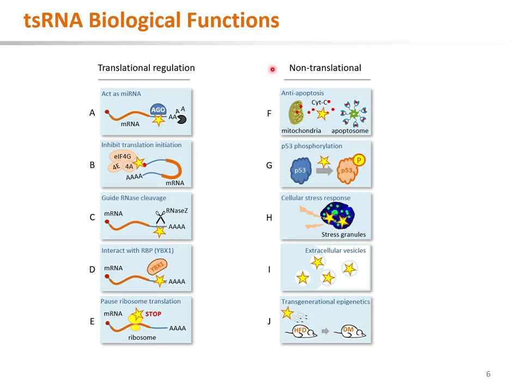tsRNAs also have functions unrelated to translation, for example, F. Cytochrome C binding and apoptosis. G. Tumor suppressor p53 phosphorylation. H. At a cellular level, tsRNAs are the first responders in cellular stress and are involved in cell proliferation. I. tsRNAs are most highly enriched in exosomes and become one of the most abundant small RNAs, even more so than microRNAs. J. Strikingly, tsRNAs can carry epigenetic inheritance information.